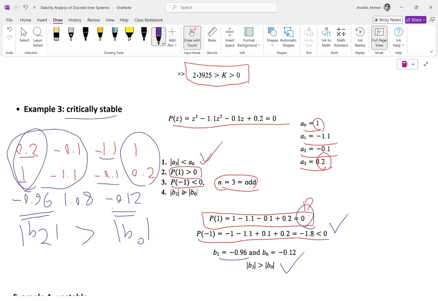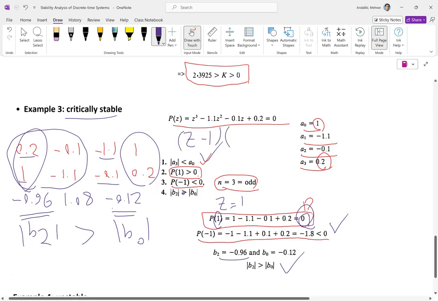And why is it that it's critically stable? Because when P of 1 is 0, what does it mean? It means Z equals 1 is one of your roots, and Z equals 1 is on the unit circle. And remember, on the unit circle means what? It means it's critically stable. So if you decompose this, it is going to be Z minus 1 times what? What are the other roots?